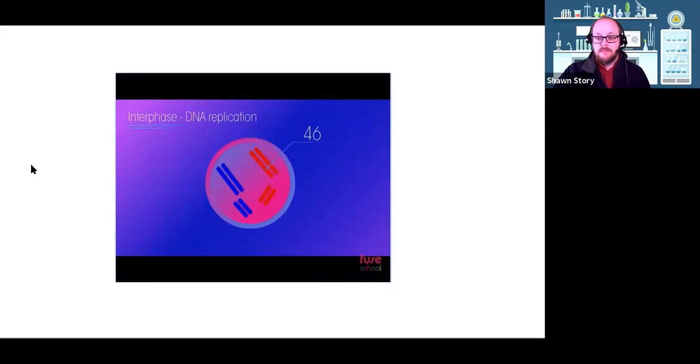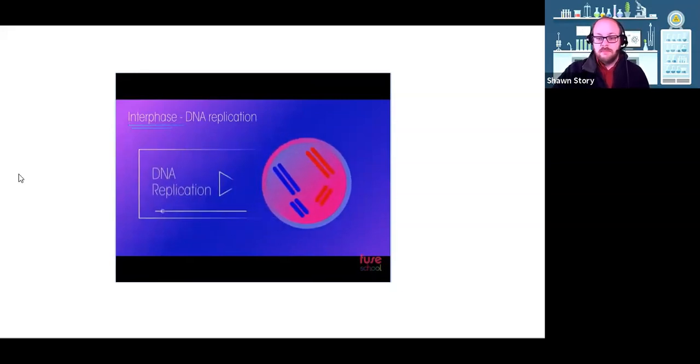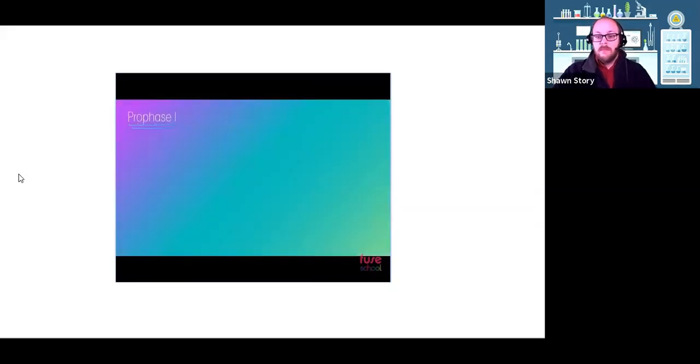The cell ends up temporarily with double the normal number of chromosomes. You can learn more about DNA replication in this video. In prophase 1, the duplicated chromosomes join up with the pair from the other parent, so the mother's pair bind with the father's pair, forming a group of two chromosomes called homologous chromosomes.